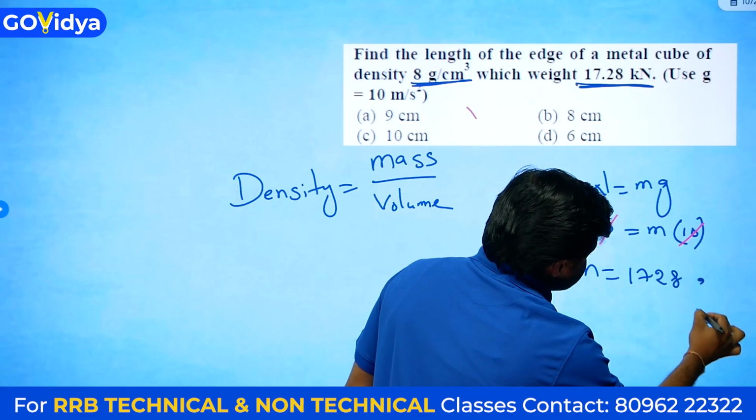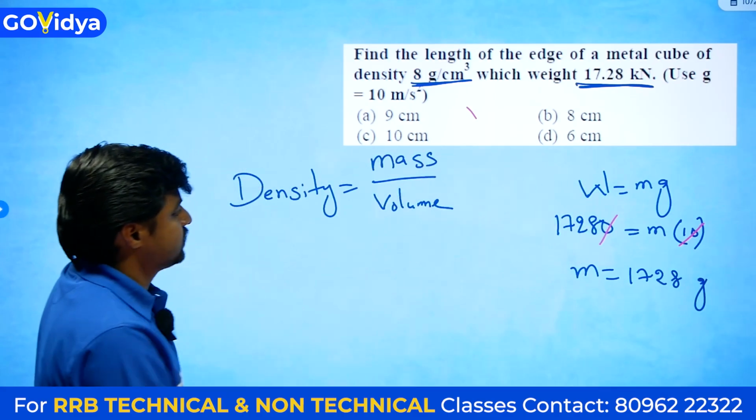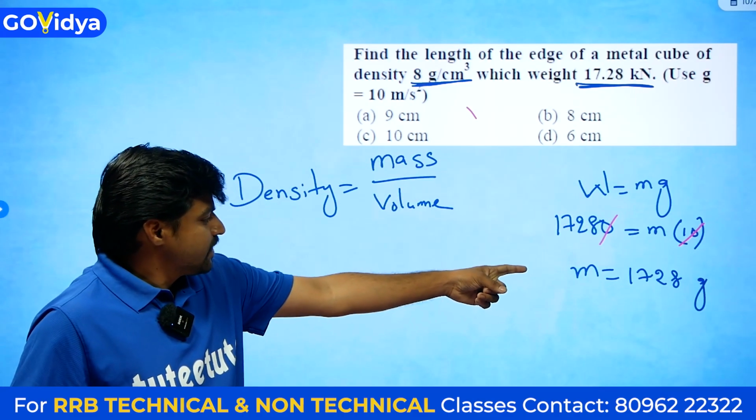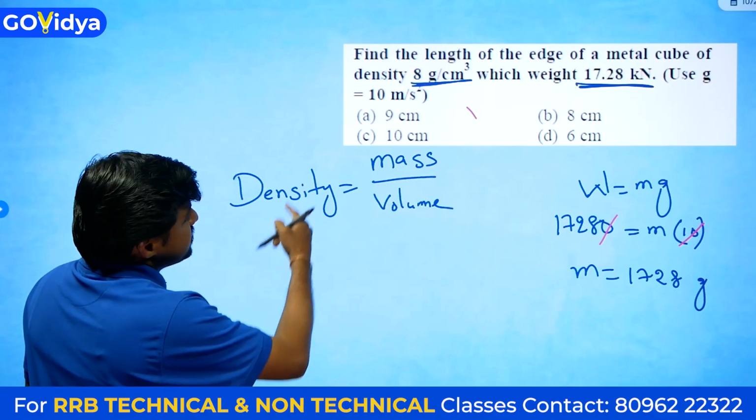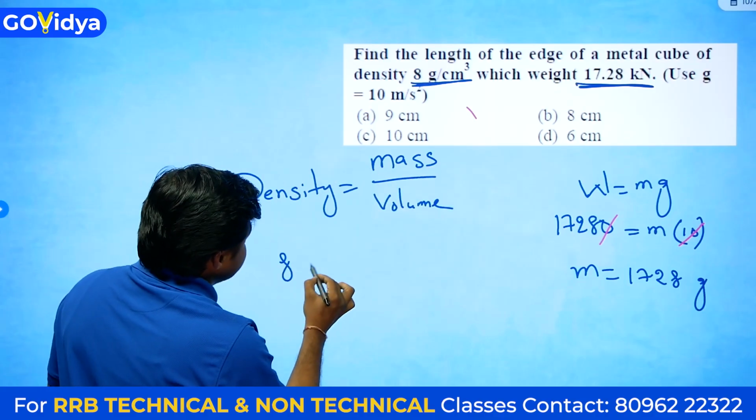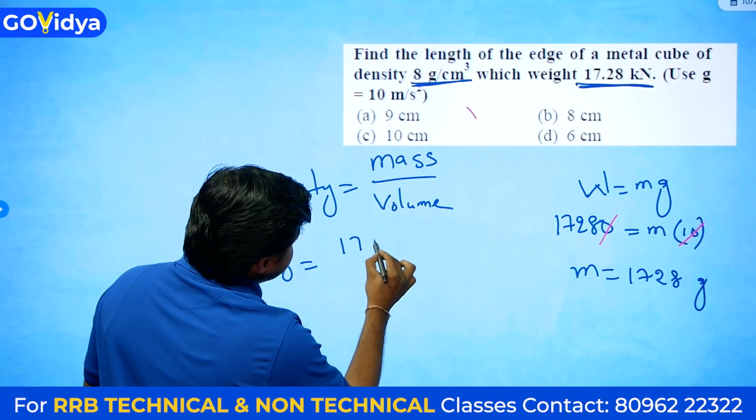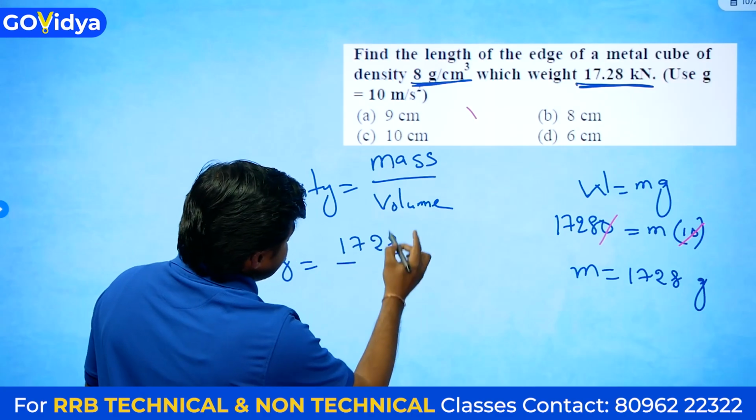Mass is equal to 1728 grams. Okay, next, we substitute that mass here. Density is 8, mass 1728 by volume.